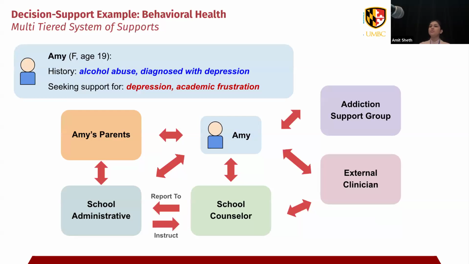So now we come to the third part, which is the vision for MTSS. Let's look at a more complex case. So let's meet Amy, who's a female of age 19. She has a history of alcohol abuse, and she has been diagnosed with depression. She is seeking support for depression and academic frustration.